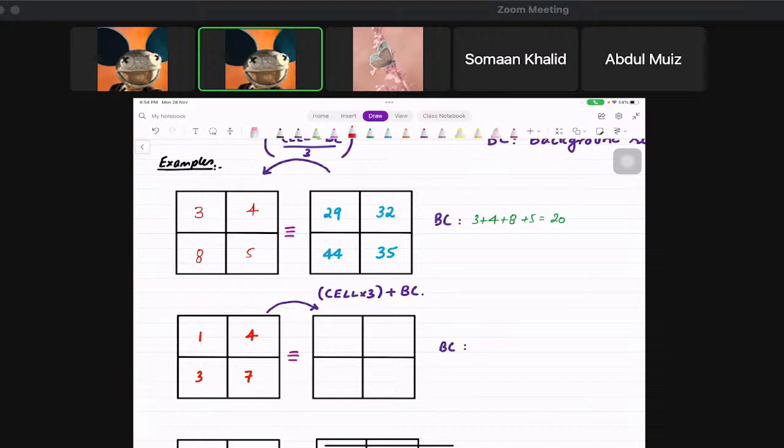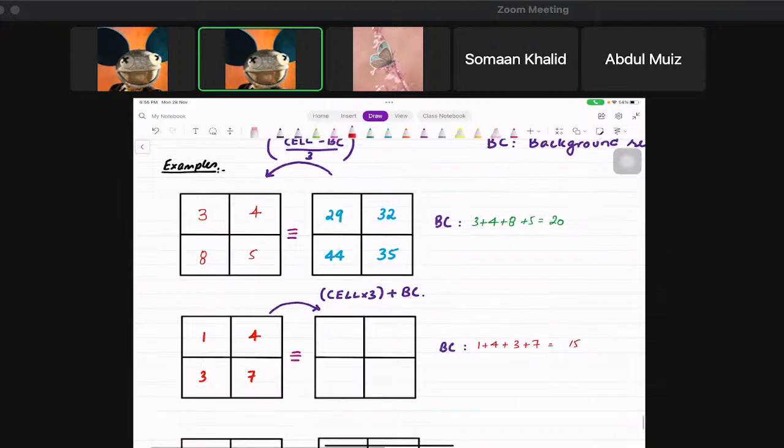Like for example, now the background reading will be 1 plus 4 plus 3 plus 7. So that will be 15. And now to go forward, what you do is you multiply the cell with 3. So 1 times 3 is 3 plus 15 is 18. And then 4 times 3 is 12, and 12 plus 15 is 27. 3 times 3 is 9, 9 plus 15 is 24. And 7 times 3 is 21. And 21 plus 15 is 36. Is that clear?